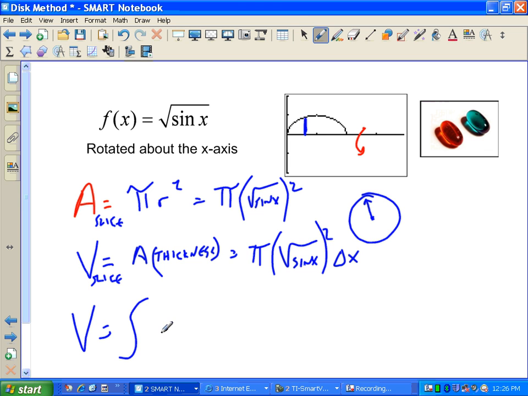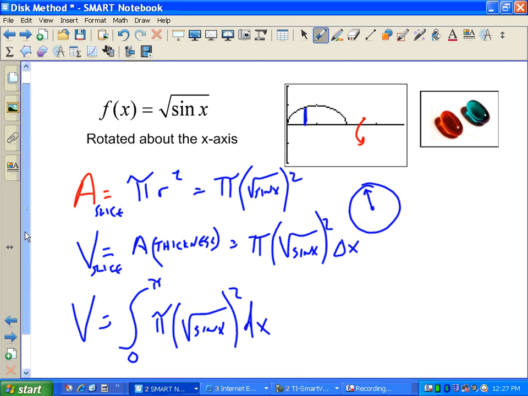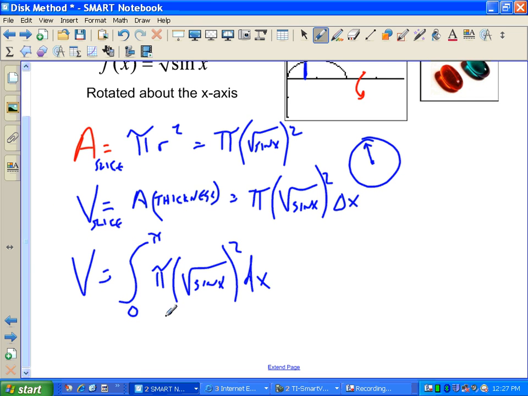We integrate. We integrate pi times the square root of the sine of x, squared, dx. The delta x becomes dx because our slices get infinitely thin. We're going to do a definite integral. We're going to integrate, in this case, from 0 to pi. And we should end up with a nice little volume. It's a relatively easy one to deal with. The pi usually we put out in front of the integral sign, 0 to pi.